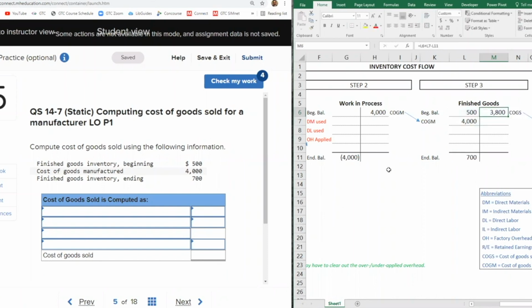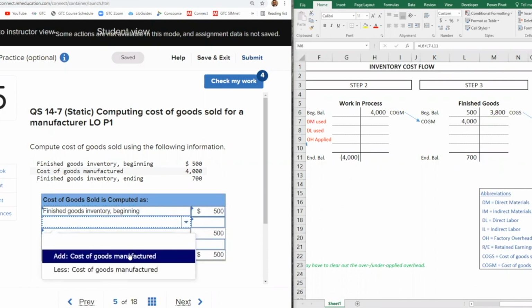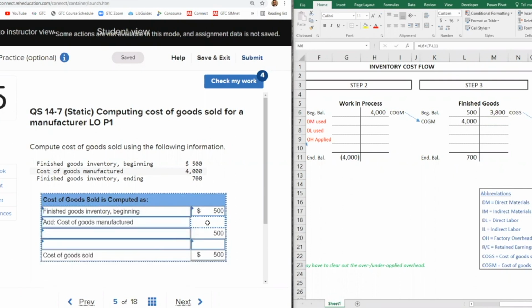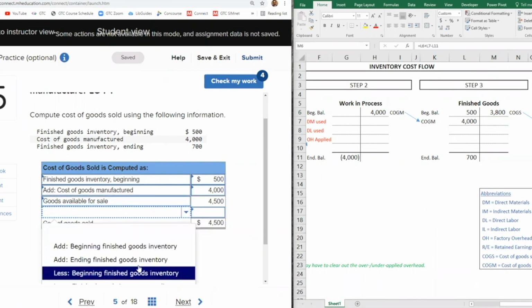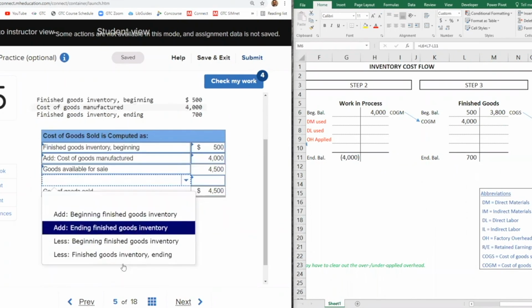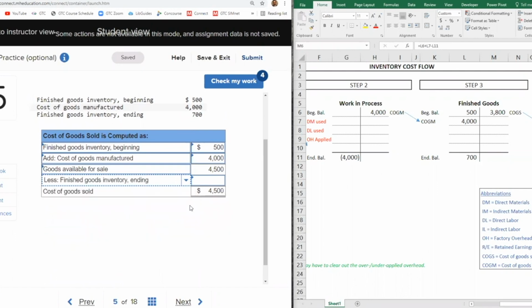So we sold 3,800. I would compute it: finished goods beginning of 500, plus the cost of goods manufactured. Add cost of goods manufactured, 4,000. Goods available for sale, 4,500, right? But then what was left? Less ending finished goods. We were left with 700, right?